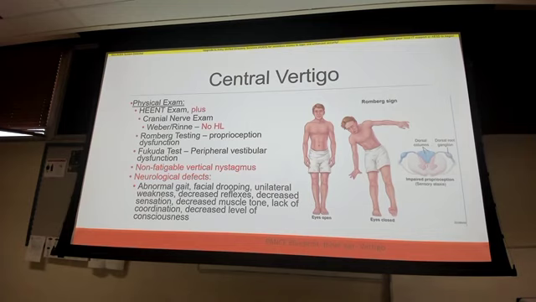And those are some abnormal neurological deficits: abnormal gait, facial drooping, unilateral weakness, decreased reflexes, etc.